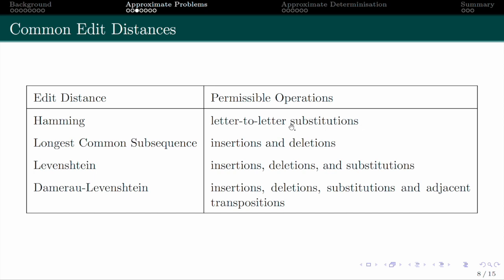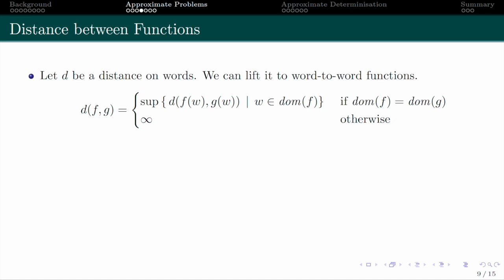Using this notion of distance between words, we can lift it to distance between functions as follows. Let D be a distance on words. The distance between functions f and g is defined as follows: if the domains are not the same, then the distance is infinity. If the domains are the same, then for each input word w in their domains, you compute the distance between the output of f and g on w, and you do that for all such w and take the supremum. So the distance between two functions is the least upper bound of the distance between their respective outputs on all inputs.